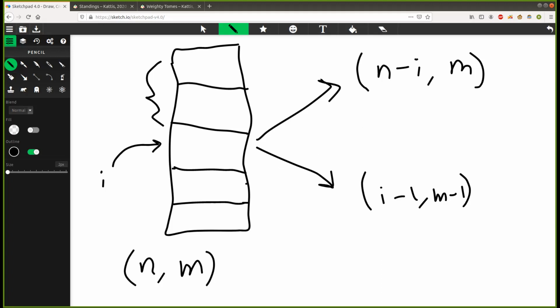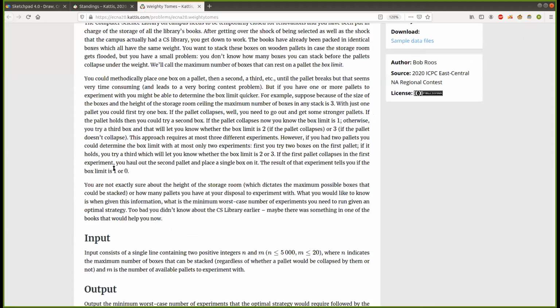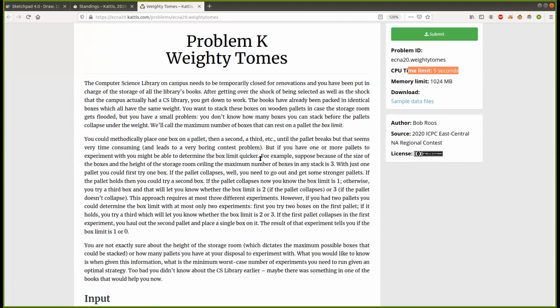So if you define dp of n, m as the minimum in the worst case, then you would take the best possible point i, and for each one you evaluate it by taking the maximum of these two dp states. Does that meet the complexity? Yeah, it'd be like n squared m. I think that would pass. 5 seconds. Yeah.